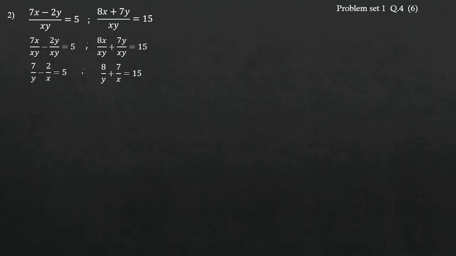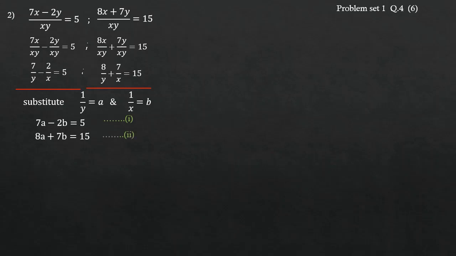Again we have to check what is common in both. So when we modify them, we get in both the equations 1 upon y and 1 upon x. So we replace 1 upon y by a and 1 upon x by b. Any substitution, any alphabet you can select for substitution. So our first equation becomes 7a minus 2b is equal to 5, and the second equation becomes 8a plus 7b is equal to 15. We mark them as equation 1 and 2 respectively.